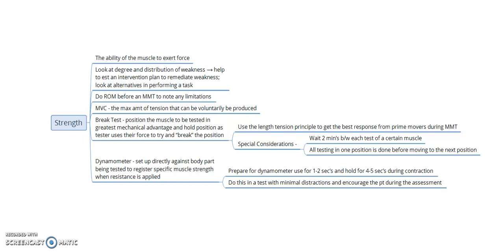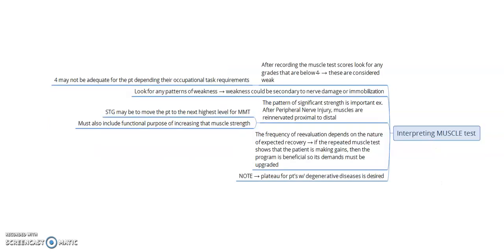So strength is the ability of a muscle to exert force, and looking at the degree and distribution of weakness can help you make an intervention plan to remediate that weakness, and it can also look at alternative ways to perform a task. When you're looking at strength, you want to do range of motion before a manual muscle test, just to note any limitations. You can assess strength through a manual muscle test, a brake test, or a dynamometer. How to interpret a strength muscle test.